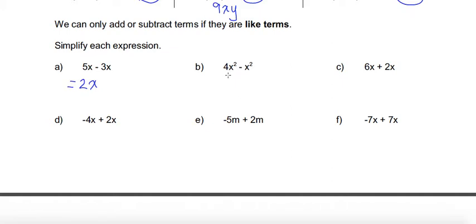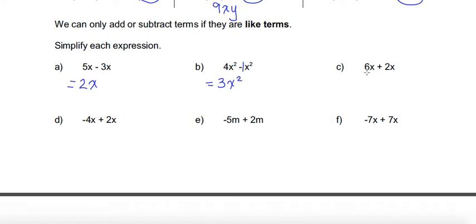B, 4x squared minus x squared. These are like terms, they both have the x and a squared. If there is no number in front of your letter, it's an imaginary number 1. So 4 take away 1 is 3x squared.